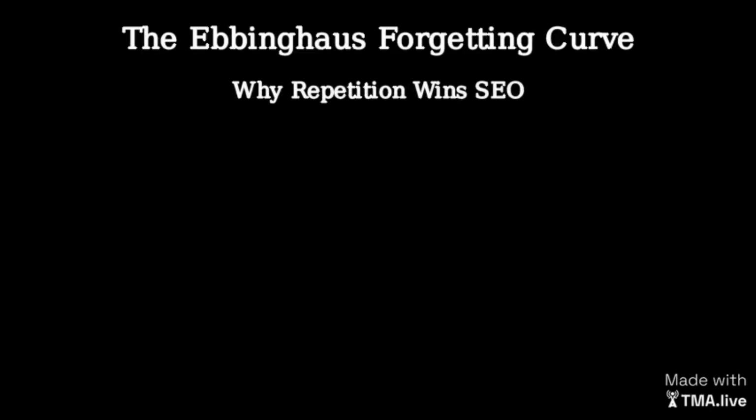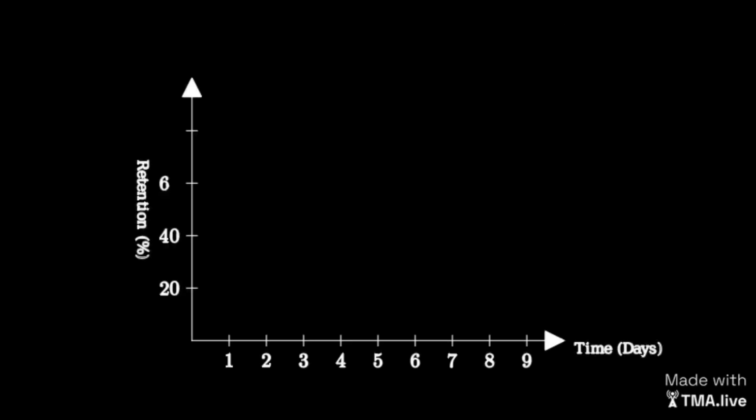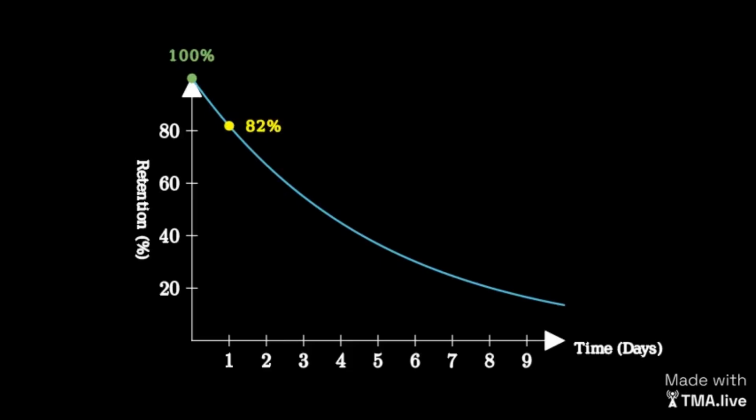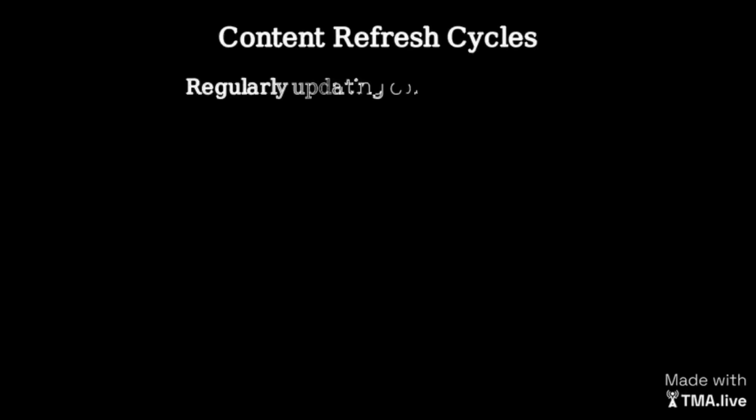Understanding this concept can help us create content that stays relevant and effective over time. The Ebbinghaus forgetting curve illustrates how we rapidly lose information over time if there's no attempt to retain it. Notice the steep initial drop in retention, followed by a gradual decline. After just one day, we retain significantly less, and after a week, that retention is even lower.